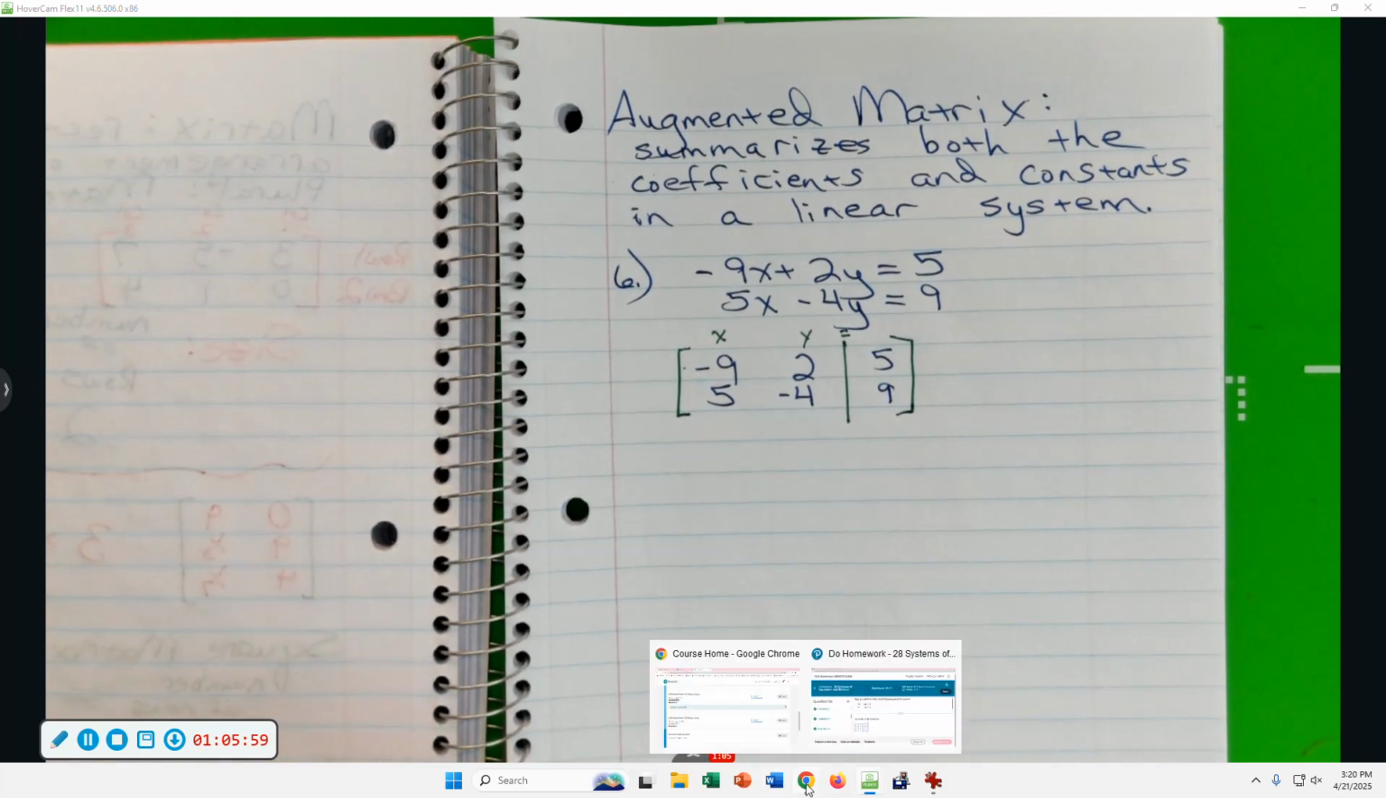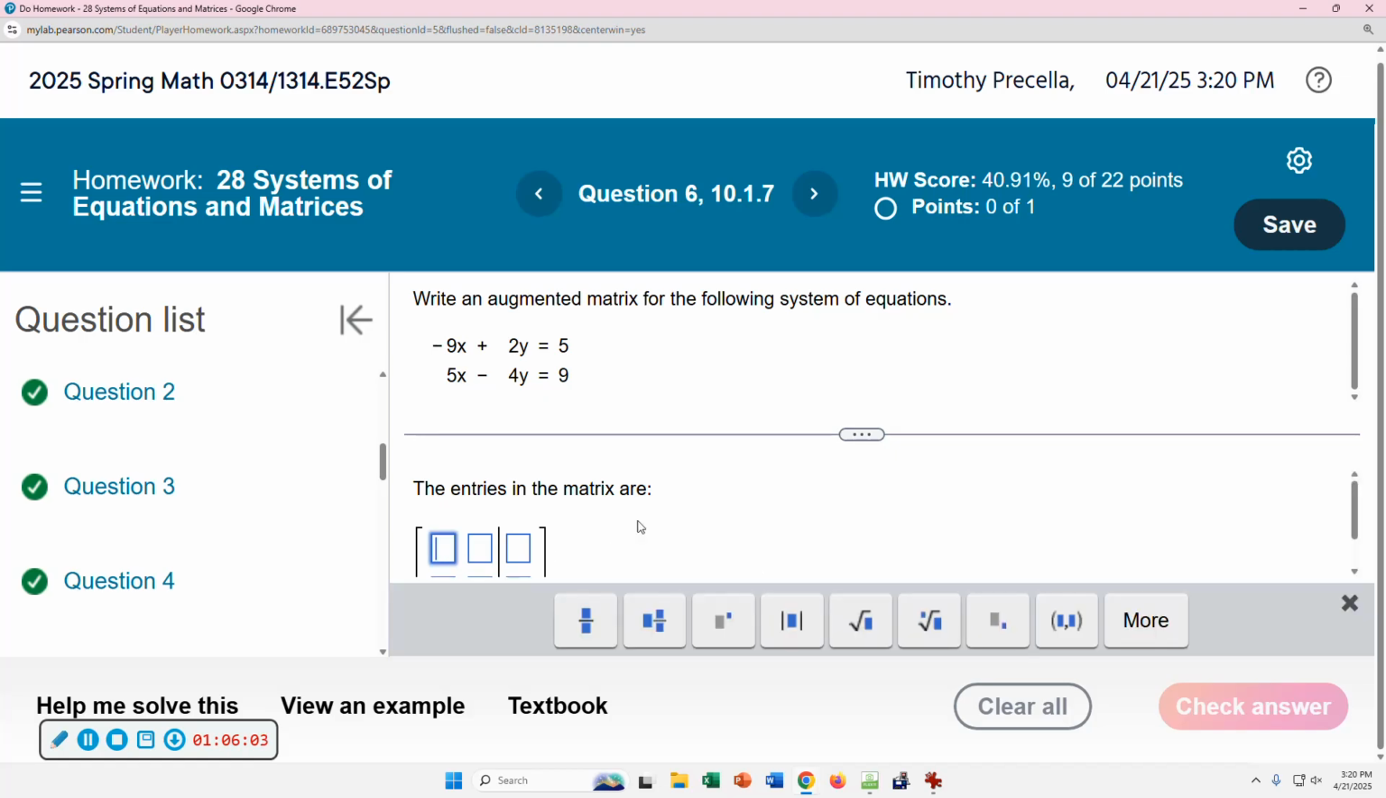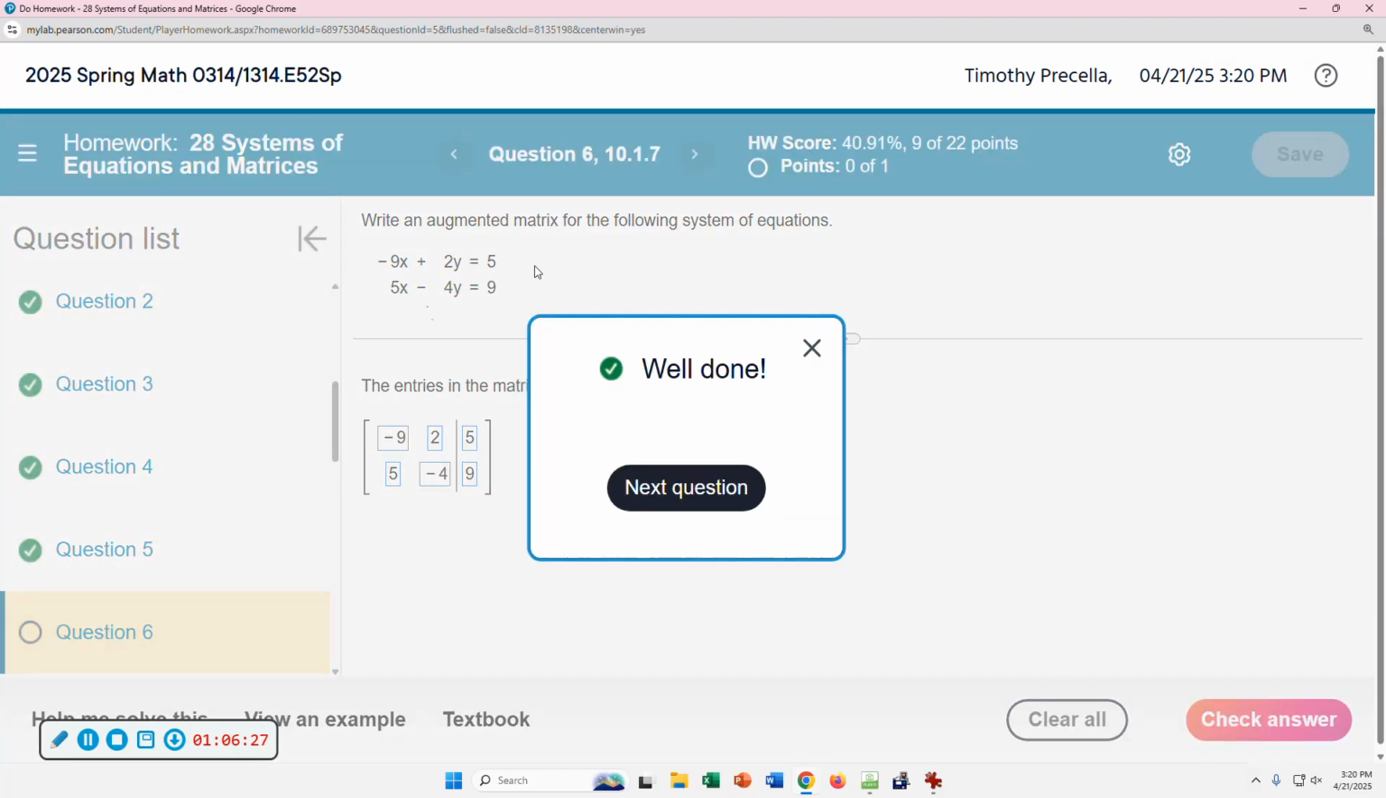I could have just said next problem. Okay, do this, because look at what we're about to do. Couldn't we have just said, okay, next problem. Type the numbers in: -9, 2, 5. There's the first equation. 5, -4, and 9. There's the second. I tried to make it bigger, but okay. That's called an augmented matrix.